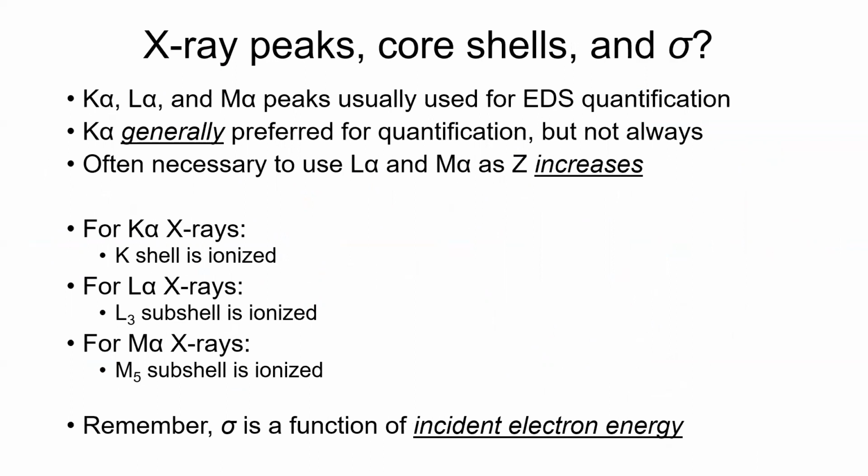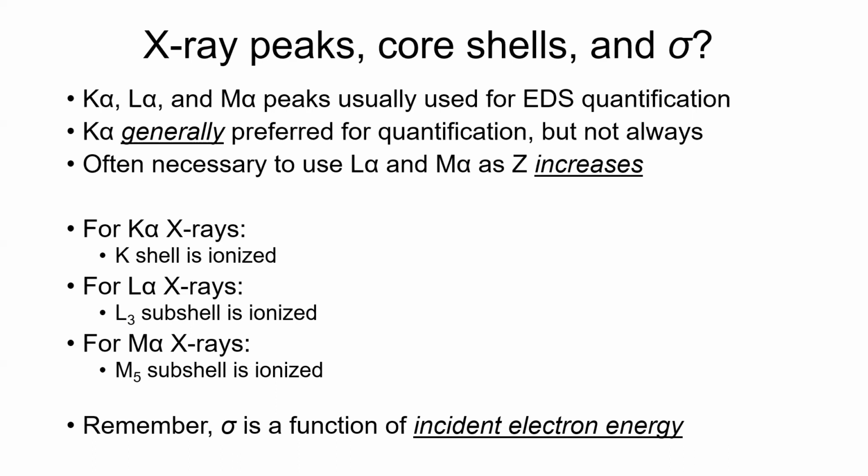But you don't always have the ability to do that, particularly as your elements get higher in Z. As we're going to see, it becomes harder to detect the K alpha X-rays. So then usually you are forced by necessity to start using the L and sometimes the M X-rays.